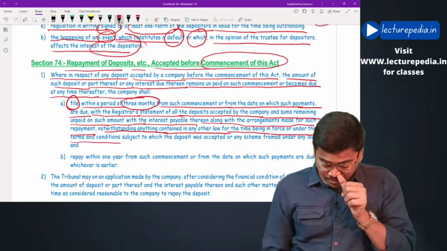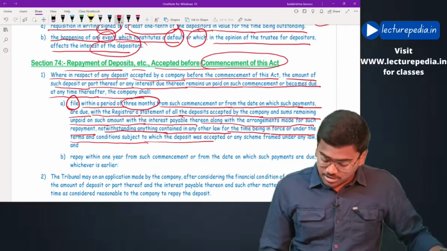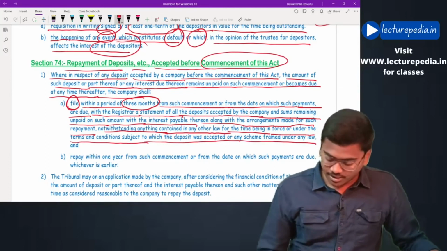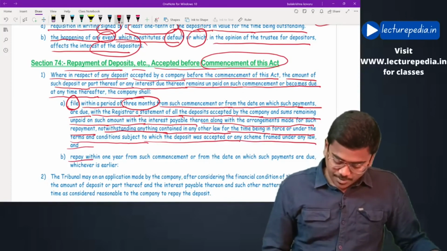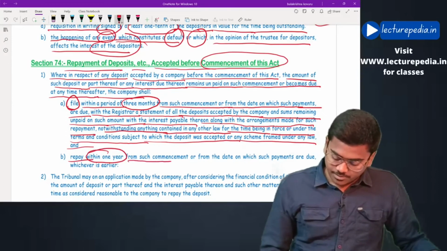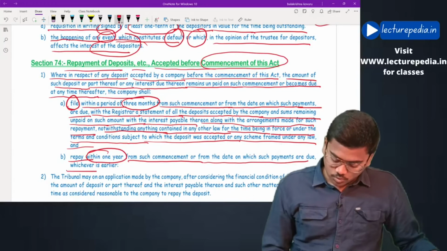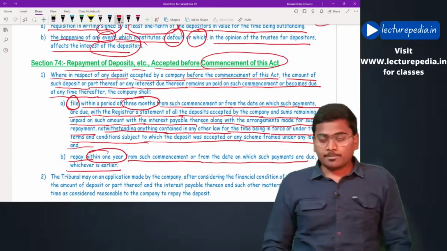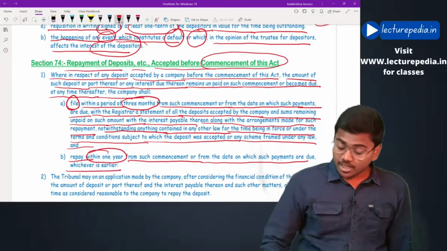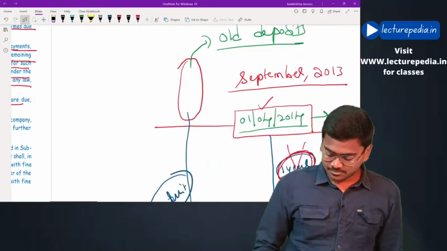notwithstanding anything contained in any other law for the time being in force, or under any terms and conditions subject to which the deposits were accepted, or any scheme framed under any act, and repay within 1 year from such commencement or from the date on which such payments are due, whichever is earlier. They have to be repaid within 1 year and also within 3 months.